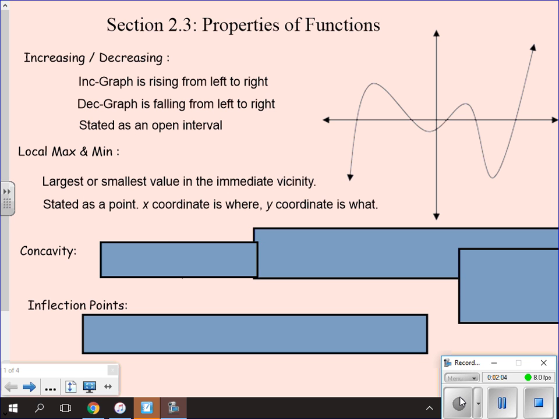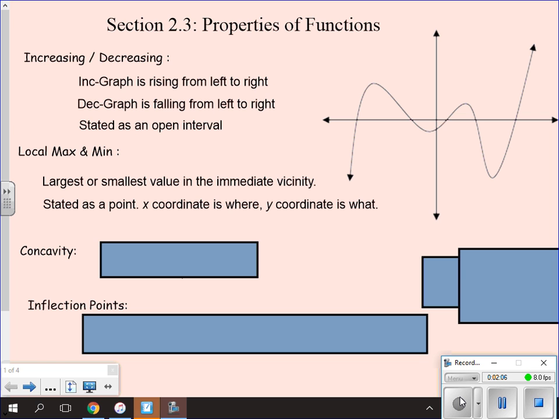Local max, min. Okay. Local max or min is the largest or smallest value in that vicinity. It's not the global one. We may talk about it here some, but in calculus we deal with locals and globals, and there's a difference between the two. Okay, you'll have locals and globals.